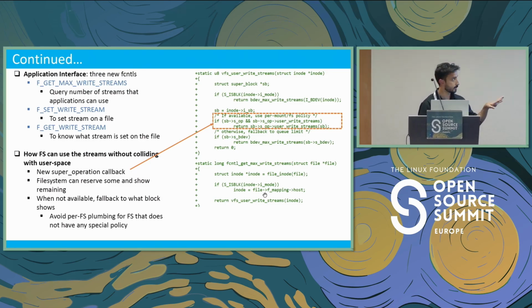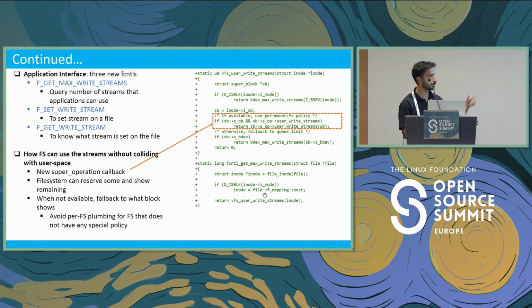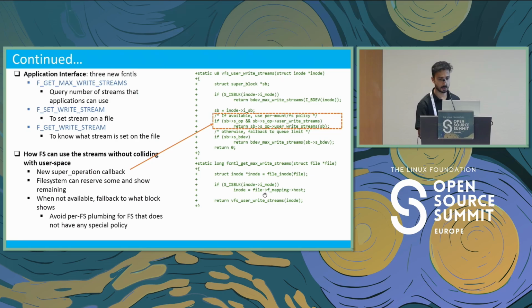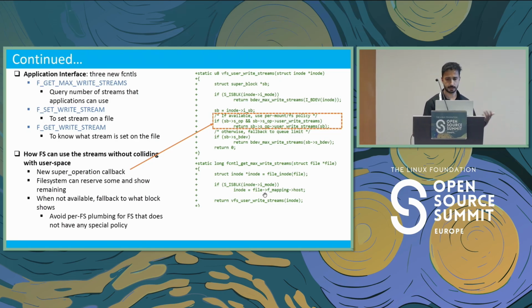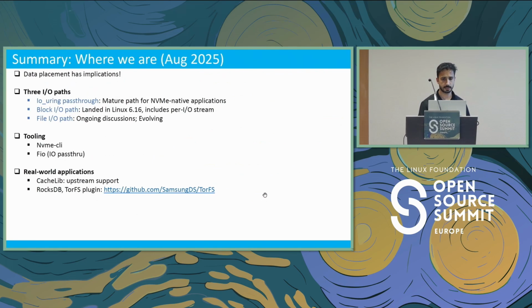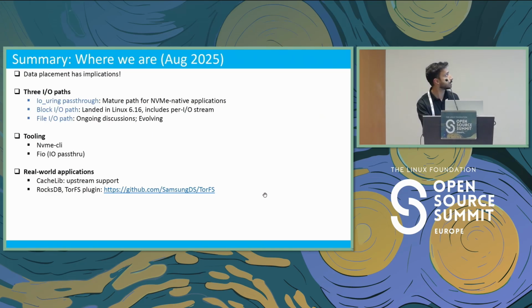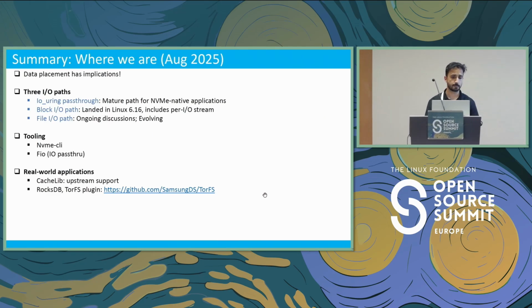So only the file systems that have a special policy need to implement this callback and do something special. Otherwise, everything gets exposed to the application. But this is still under discussion, so evolving. We need to see how this turns out to be. But the summary here is that the data placement has implications.